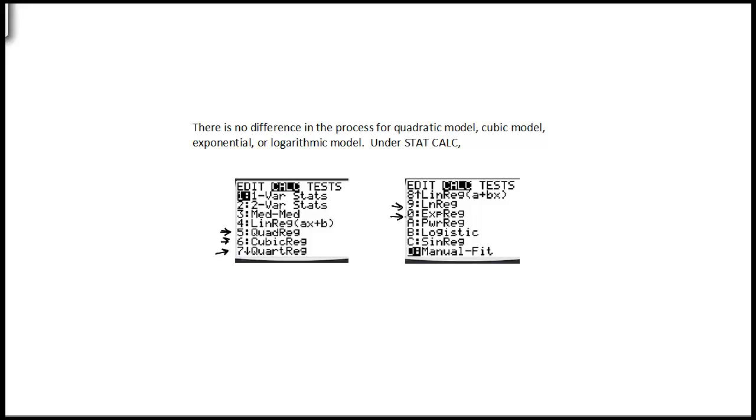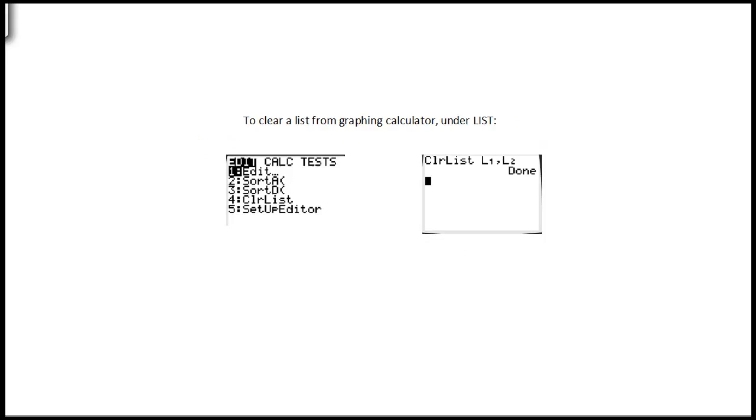To clear a list from the graphing calculator, go under List and choose Clear List, and then type in above the numbers 1 through 6. You should see L1 through L6. If you want to clear multiple lists, make sure you separate them by a comma.